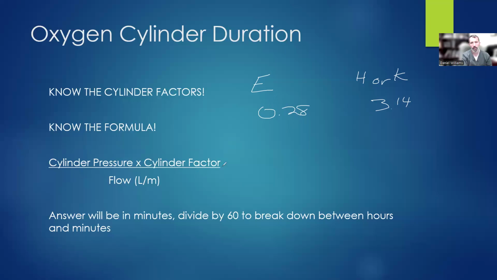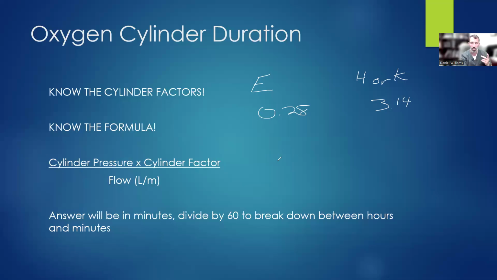The formula for calculating cylinder duration is cylinder pressure times cylinder factor divided by your flow. So ultimately, you'll have a patient that's receiving supplemental oxygen, maybe via nasal cannula at 3 liters per minute. That's going to be your flow. Cylinder pressure, you'll look at a pressure gauge on that cylinder and you'll be able to determine how much pressure is inside of that cylinder just by reading the gauge. So it's going to be important for you to understand how to do that.